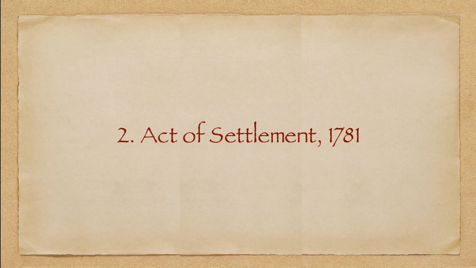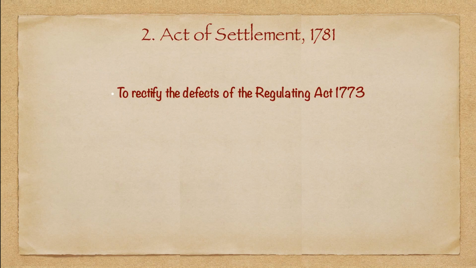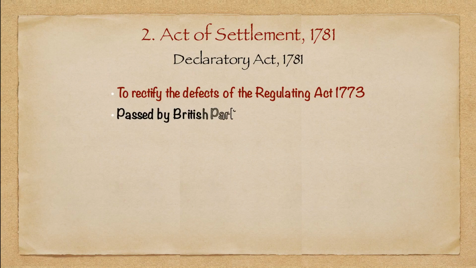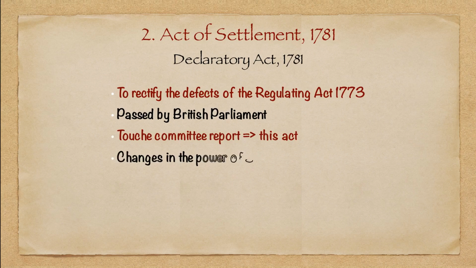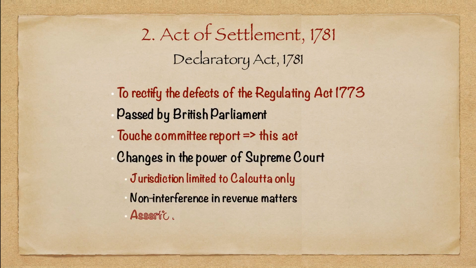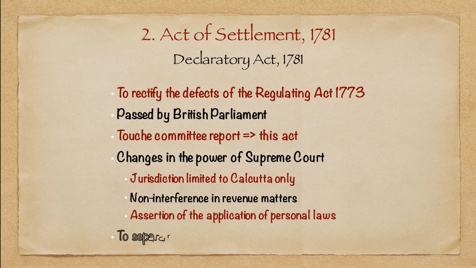In 1781, to rectify the defects of the Regulating Act 1773, an Act of Settlement, also known as the Declaratory Act 1781, was passed by the British Parliament. It was the Touché Committee report that led to the enactment of this Act. It brought these changes in the power of the Supreme Court. And it was the first attempt to separate the executive from the judiciary.